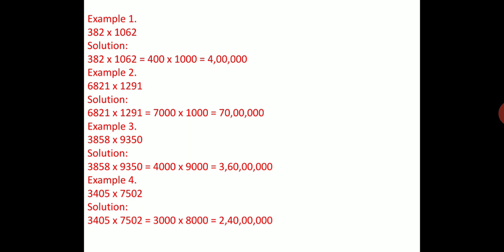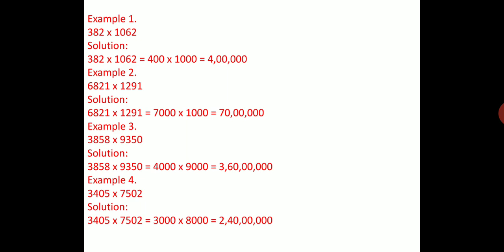Now you see the next slide, example number 1. Example number 1 is given like this: 3882 multiplied by 1062, and the solution you can see here. 3882 rounding off, the answer is 400, and 1062 rounding off, the answer is 1000. The net answer comes 4 lakh. Now 6821 multiplied by 1291 is the second example, and 6821 nearest 1000 is 7000, and 1291 nearest 1000 is 1000, and the answer comes 70 lakh.